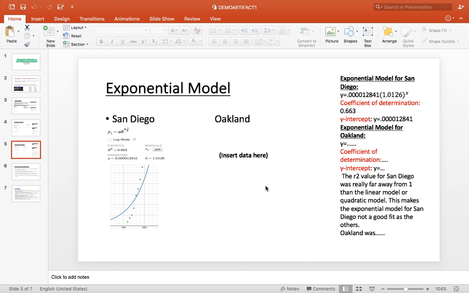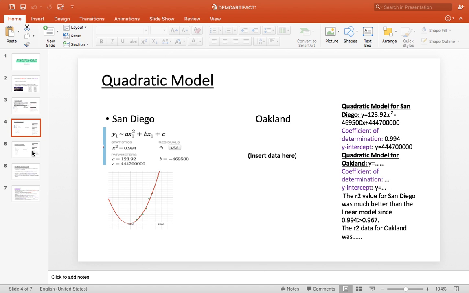So like I said, if you didn't take separate screenshots of each individual model, you can always go back and do it again. If you can't do that, you could, like I said, include all this information talking about the exponential model. As long as you have the screenshot of all three is what you need.